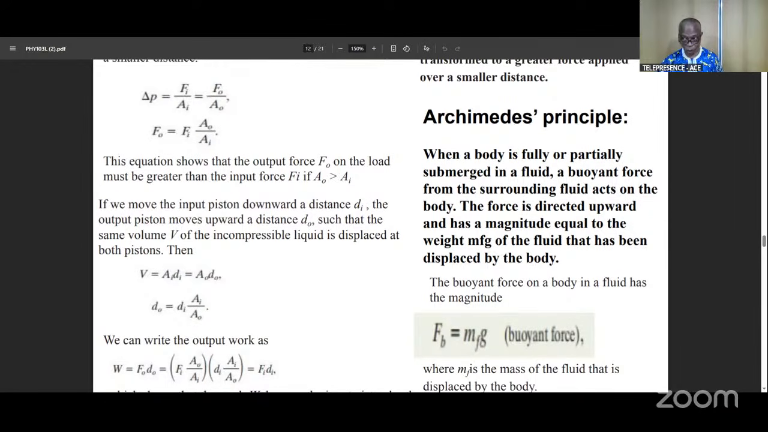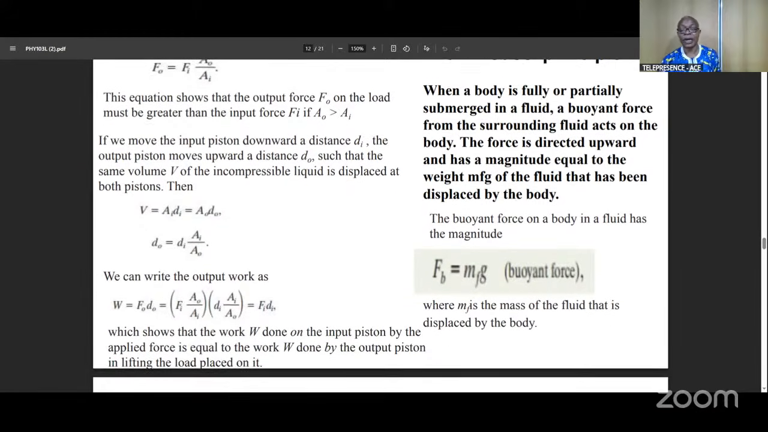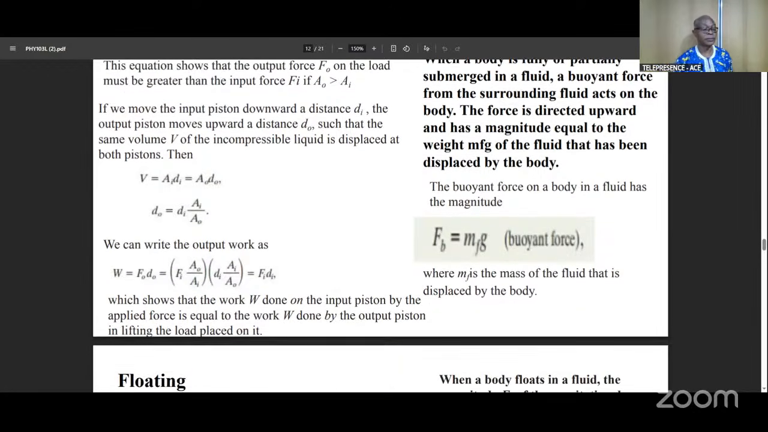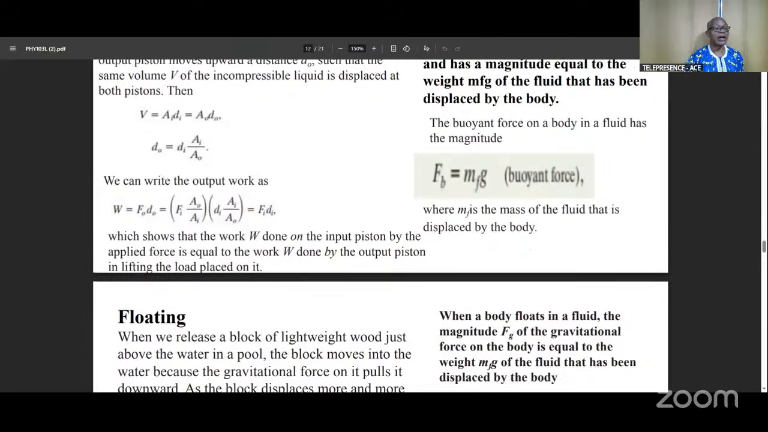And of course, that force is upward, and it has a magnitude equal to the weight. Sorry, m is subscript f, not mfg. m subscript f, then g, of the fluid that has been displaced by the body. So you can write the buoyant force as m subscript f times g, or what we call the upthrust, where m_f is the mass of the fluid that is displaced by the body floating.